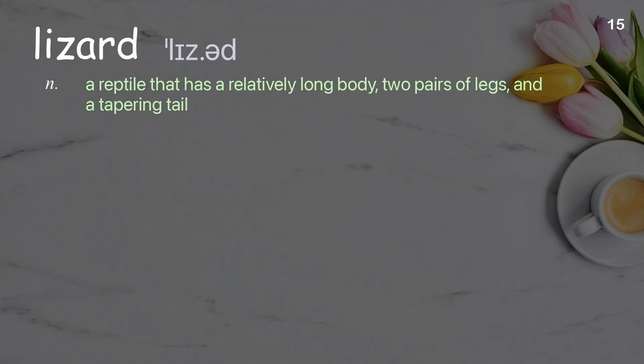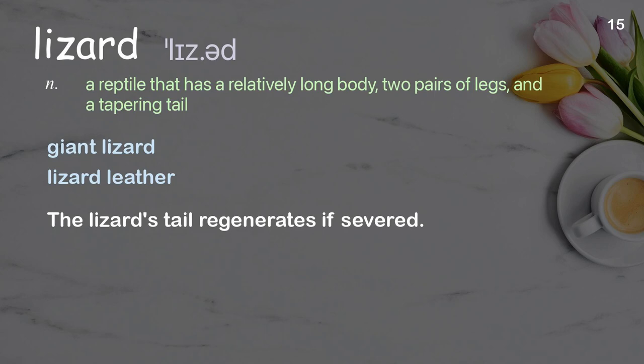Lizard. A reptile that has a relatively long body, two pairs of legs, and a tapering tail. Examples. Giant lizard. Lizard leather. The lizard's tail regenerates if severed.